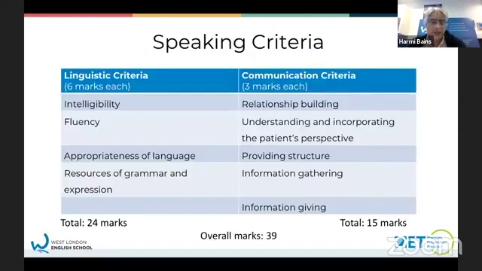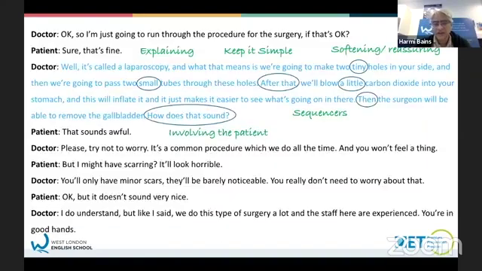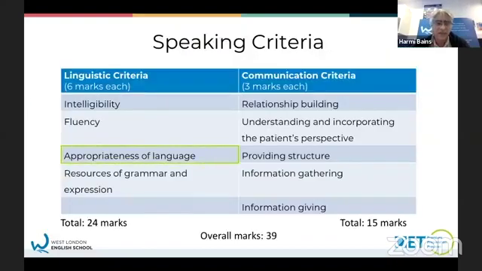Okay. And again, appropriateness of language. You'll notice that all of this was simple. There were no medical words here. And like I said, that's appropriateness of language. You just really want to keep it simple.